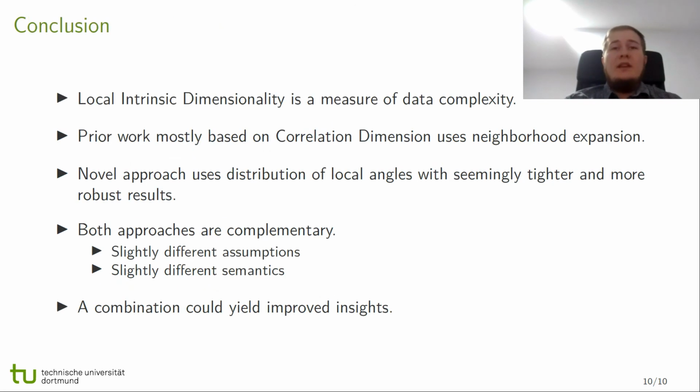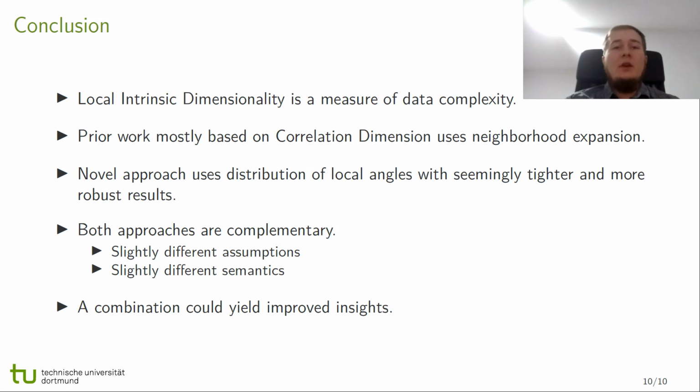At last, I would like to summarize the key points of this talk. First of all, intrinsic dimensionality can be considered a measure of data complexity and is based on a generative assumption that tries to explain the nature of datasets. Prior work in this field has mostly, but not uniquely, been focused on expansion rates of local neighborhoods under the general term of correlation dimension, which is strongly related to the Hausdorff dimension. We introduce a novel approach based on angles that overcomes some of the struggles of distance-based approaches while introducing others.